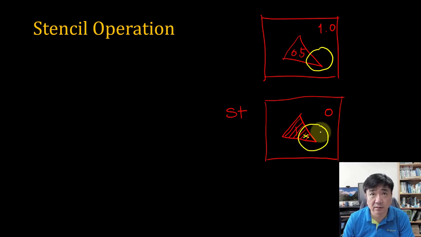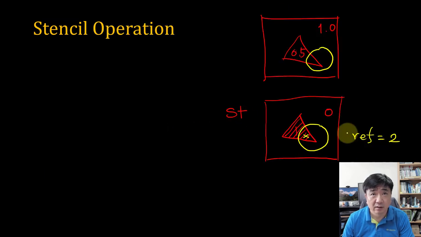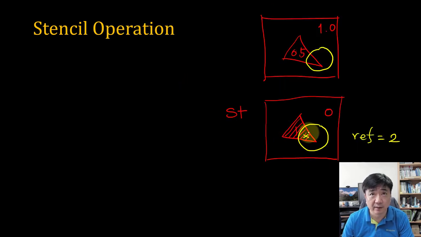In case of this pixel, if the reference value is, for example, 2, and the checking operation is less, then the condition is that the reference value 2 is bigger than the stencil buffer value, so it does not pass. It is going to fail. Then the S fail operation will run. Normally, the S fail operation is keep, so it will not change the stencil value. And then the Z value of this circle is 0.6, for example, and the depth operation is less. That means the circle is behind the triangle, so in that case it failed.